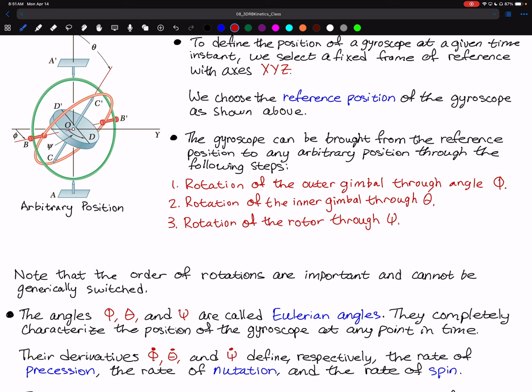Just to repeat, you cannot switch the order of these rotations. If you switch the order, you will get a different orientation. So the order of rotation here matters, which is part of why orientation of a rigid body is a tricky thing to deal with, and part of why there isn't a generic or analytical formulation to go from angular velocity to orientation yet.